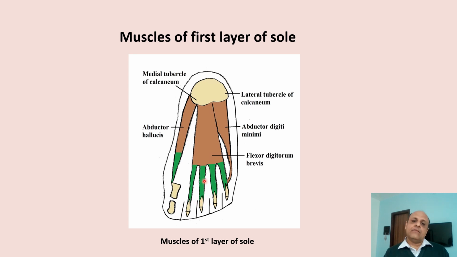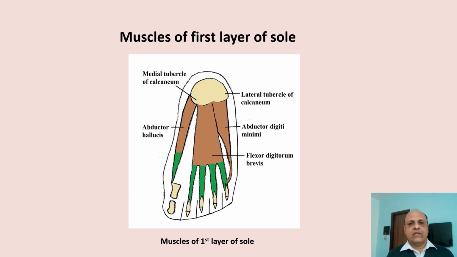When the tendon divides into two slips, between the two slips what passes is the tendon of flexor digitorum longus. And this muscle, flexor digitorum brevis, is responsible for flexion of the metatarsophalangeal joint and the proximal interphalangeal joint of the digit concerned. So the first layer of the sole has three muscles: abductor hallucis, flexor digitorum brevis, and abductor digiti minimi. In synopsis we can say the first layer is the layer of abductors of the big toe and small toe, and it also contains the flexor digitorum brevis muscle.